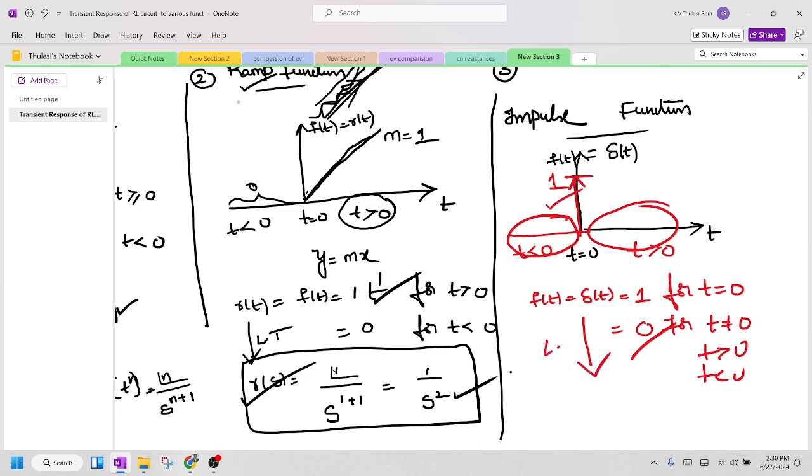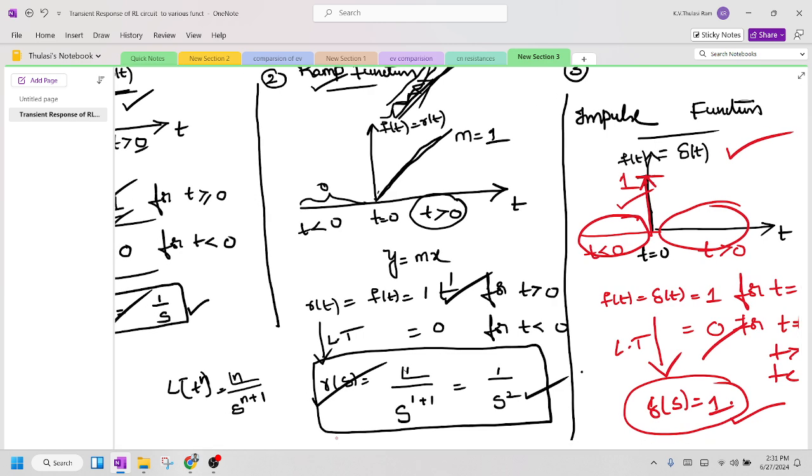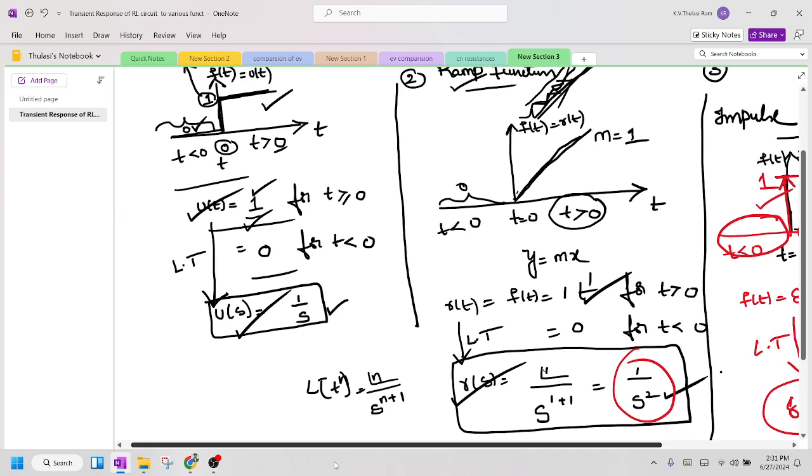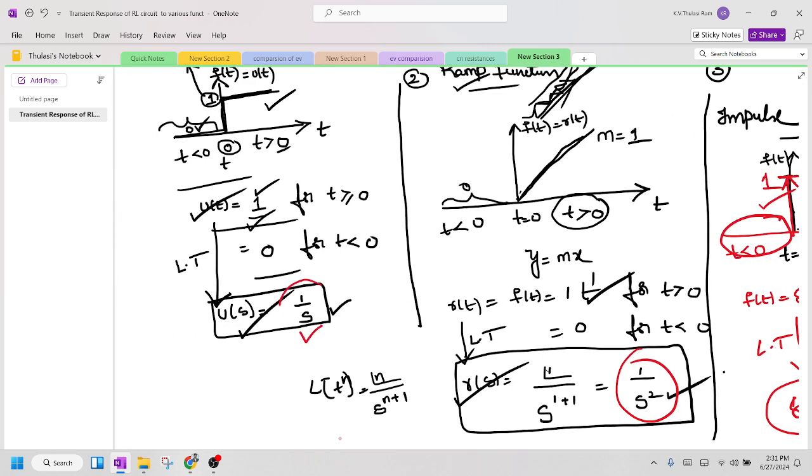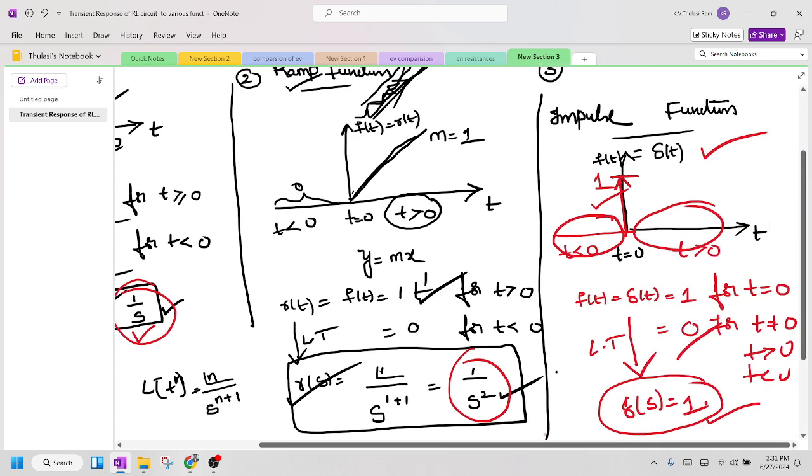the Laplace transform for this, you can write this Laplace transform as delta of s is equal to 1. When you perform the Laplace transform of this, since it is a constant, that's why it is written as 1. So this is how to write down the three functions: unit impulse function as delta of s is equal to 1, r of s is equal to 1 by s square, and u of s is equal to 1 by s. So these are the three standard test functions.